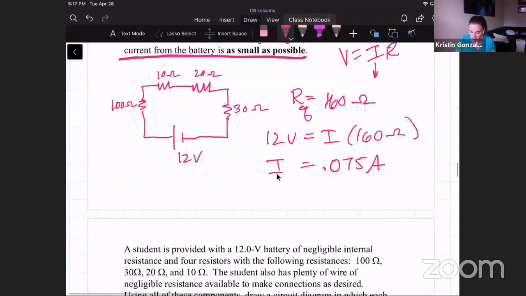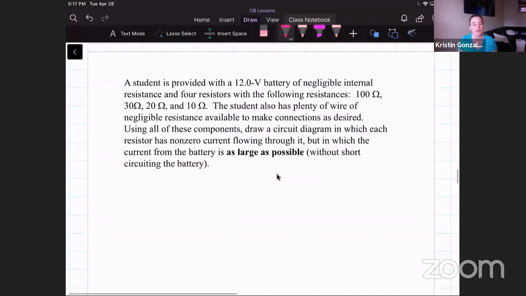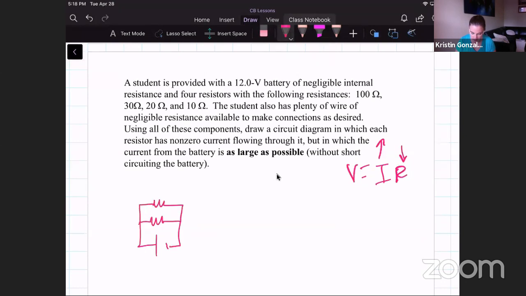What if we wanted to do it the other way, where we want as large a current as possible going through it? What would we do? Well, if we want a big current coming from my battery, what do I want the resistance to be? Very small. And how do we connect a circuit up so that the resistance is very small? Well, that we do in parallel. So if we draw that circuit with those 4 resistors all in parallel, again, it doesn't matter what order we have those in.